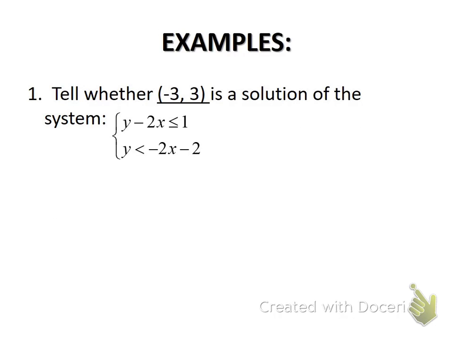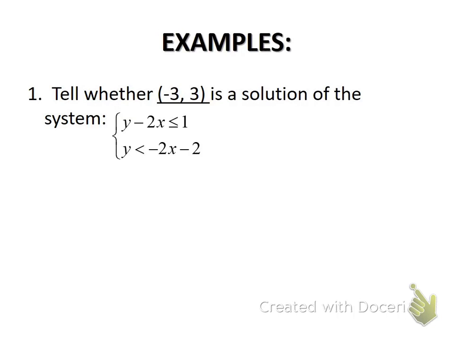All right, our first example, we're not going to graph just yet. We're just going to decide if negative 3, 3 is a solution to the system of inequalities they gave us. So we're just checking to see if this works. For it to be a solution, it has to work in both inequalities. So let's check the first one.